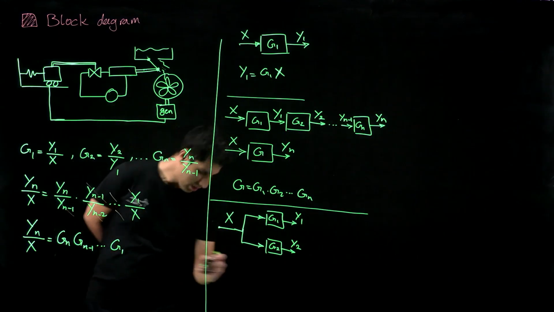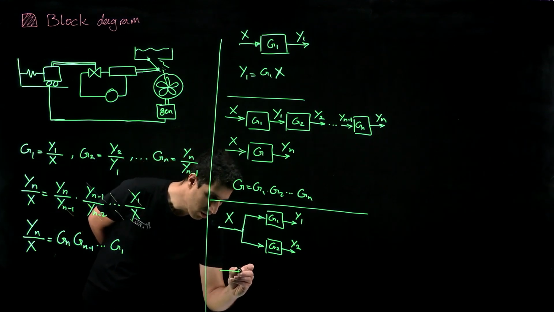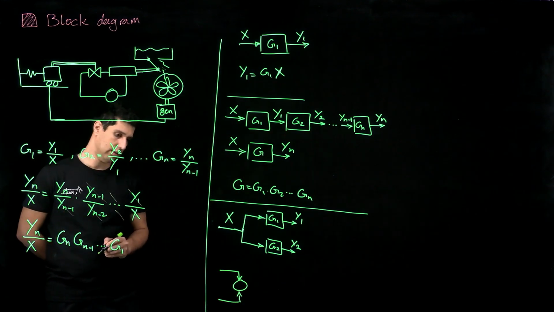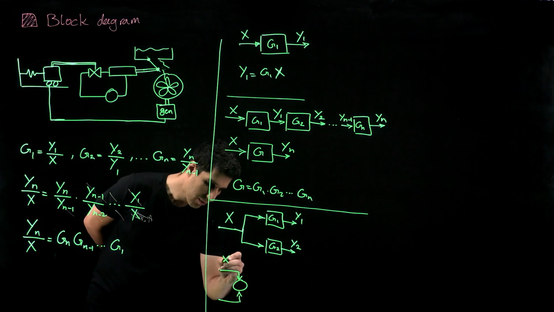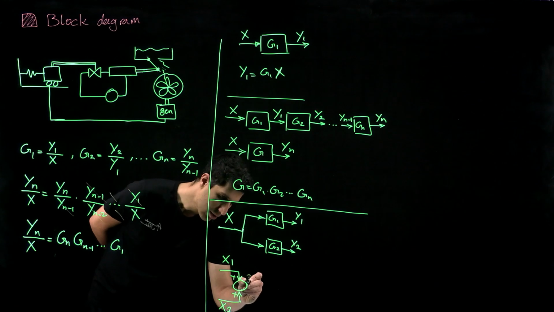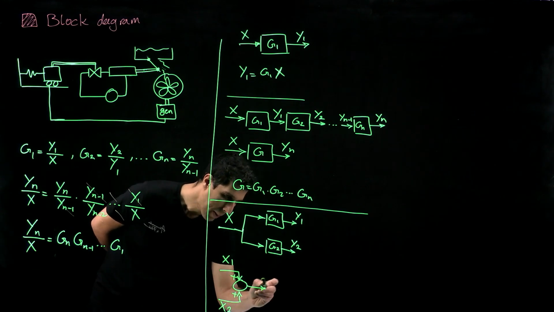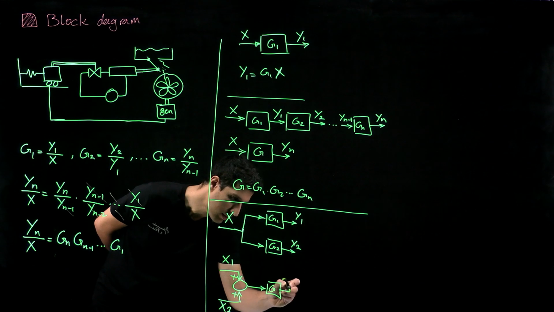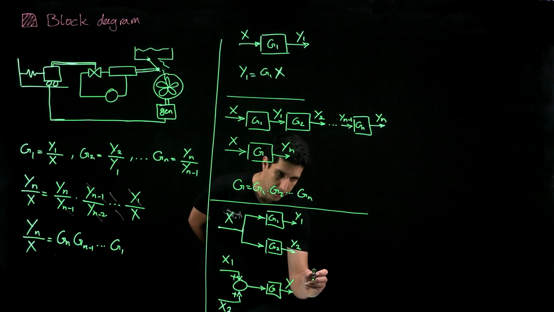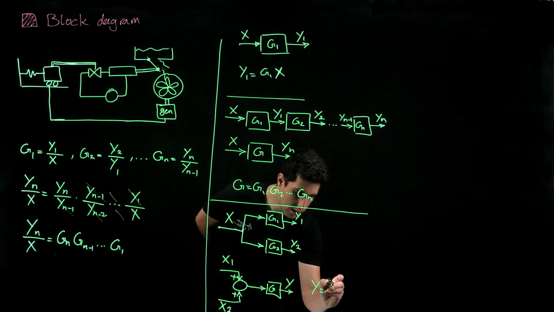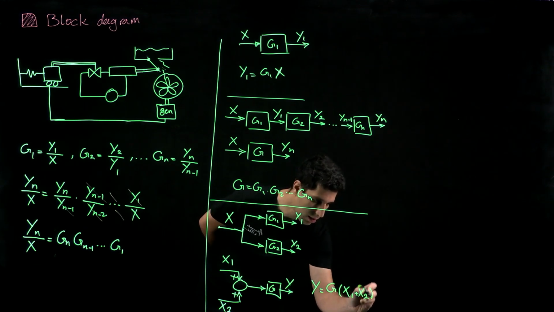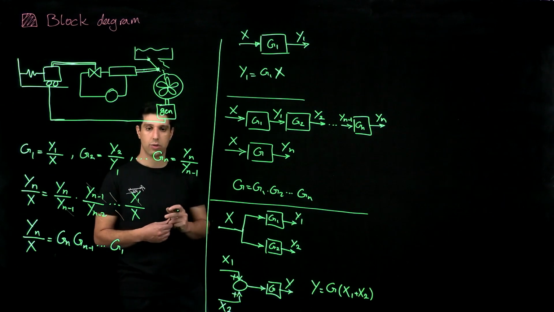There is also one very common graphical way to show it. So I have, for instance, x1 and x2. These two can add together, go to some transfer function, and I get y. And what this represents is y is G of x1 plus x2. G times x1 plus x2.